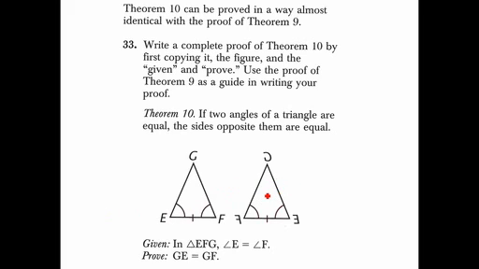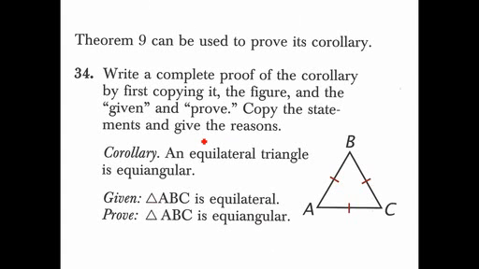Now we're trying to prove that if two angles of a triangle are equal, the sides opposite are equal. Another proof, a complete proof of the theorem that we had, this corollary: if it's equilateral, then it's equiangular. This is a nice proof. Work this through. Think about what you know.